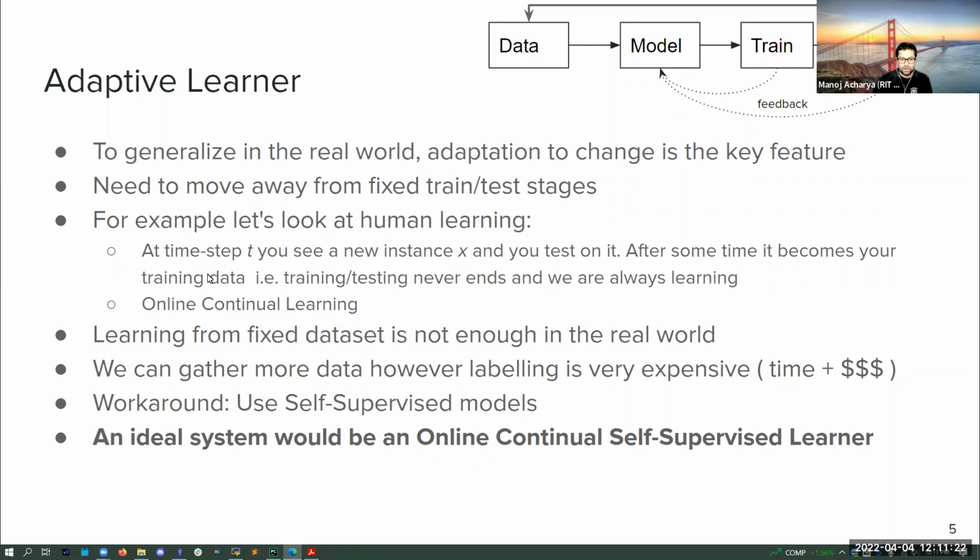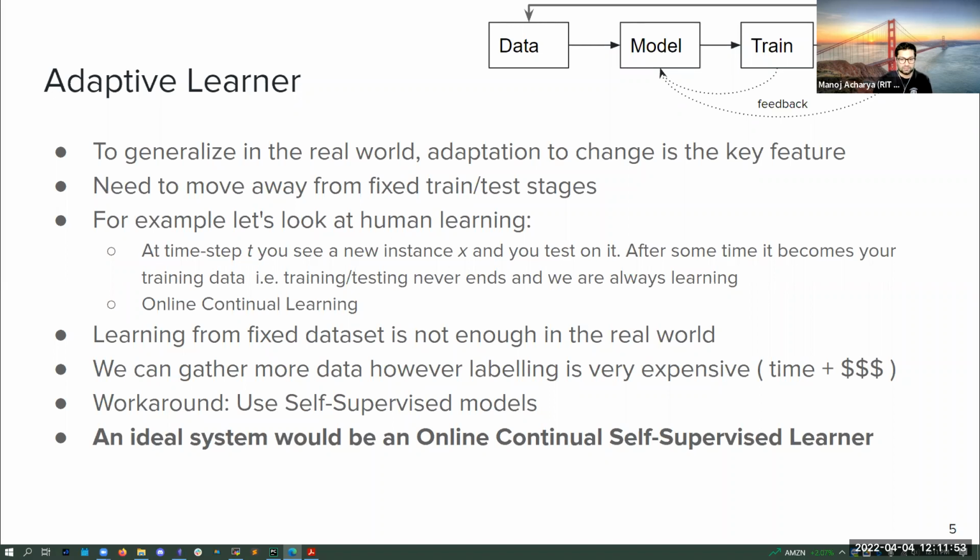So that's one main thing that I want to point towards: it's clear that learning from a fixed data set is not enough in the real world, right? And one can easily come and say, hey, you can gather more data, but gathering labeled data is always expensive in terms of both time and money. And one nice workaround solution for that is using self-supervised models.